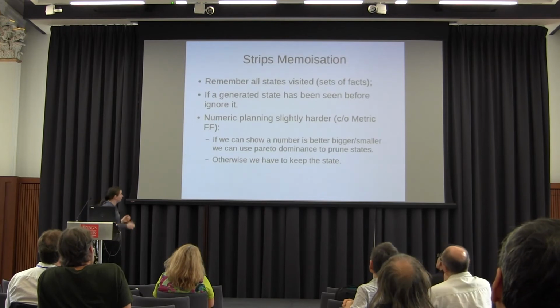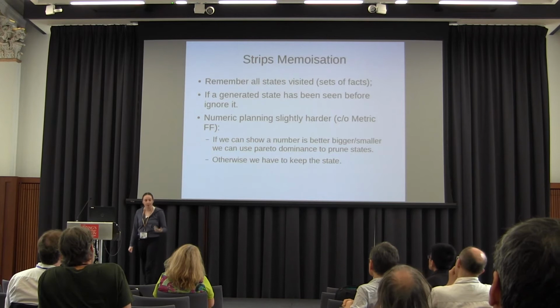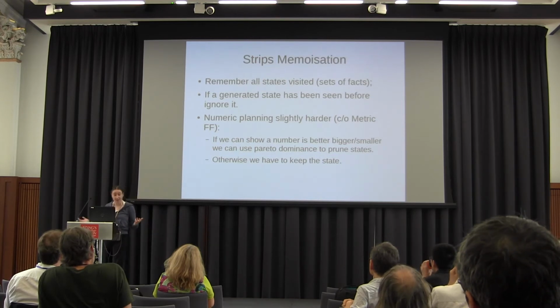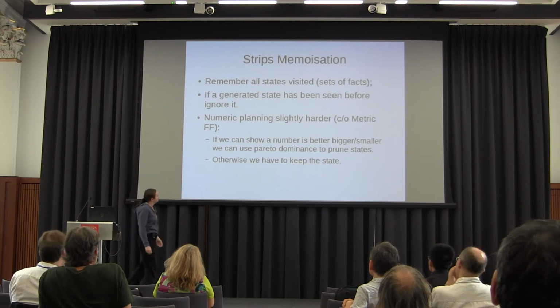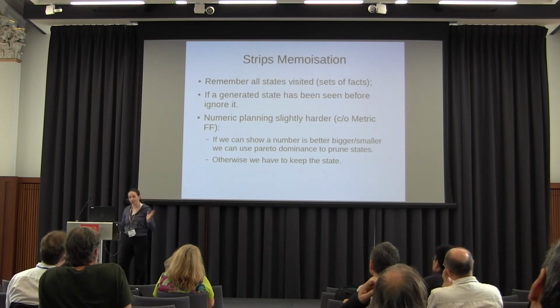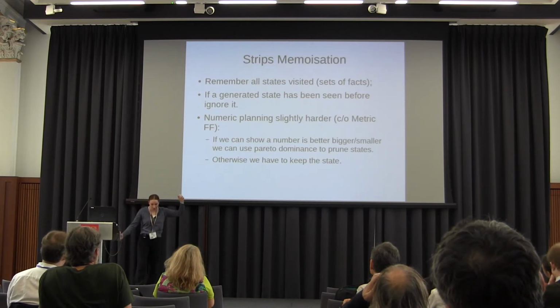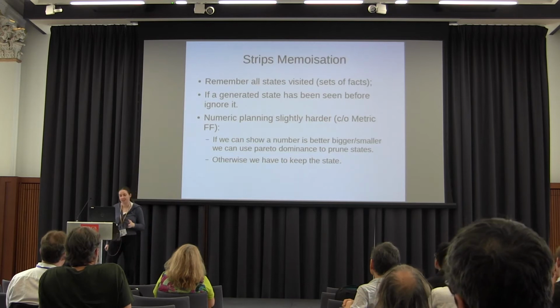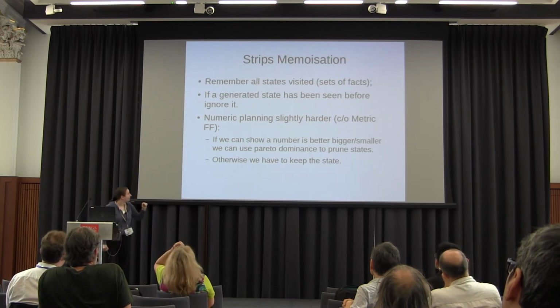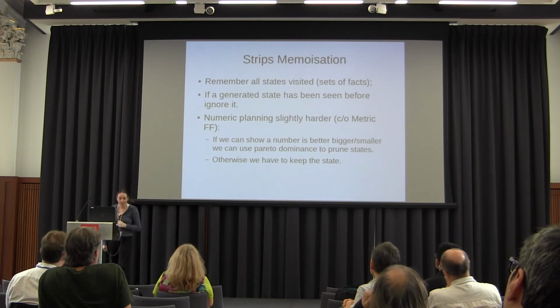So in a strict plan, memorization is pretty simple, right? You remember all the states visited, they are sets of facts. Every time you generate a state, you look at it and say, have I seen it before? If so, you throw it away. There are a lot of complex issues in memory management and how to efficiently represent a state. That's not what we're talking about here. But in general, it's a much simpler problem.